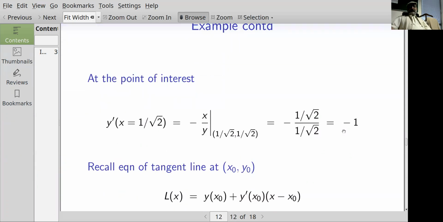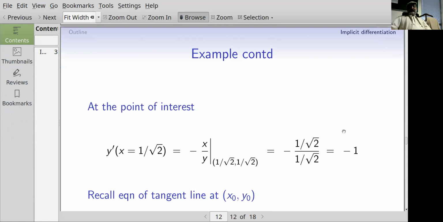So we wanted to find the equation of the tangent line at the point when x equals 1 over root 2 and y equals 1 over root 2. So the derivative of y when x equals 1 over root 2 is equal to minus x over y when x equals 1 over root 2 and y equals 1 over root 2. That's equal to minus 1 over root 2 divided by 1 over root 2, and that's equal to minus 1.